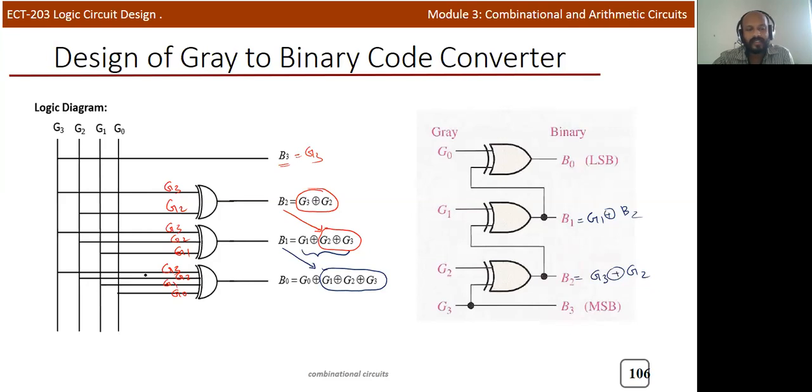Here you can see the number of lines connected is more. And also this is a 2 input XOR, this is 3 input and 4 input XOR. If you expand the circuit, definitely the number of lines will be more, and more input lines are required for the XOR gate. That's again difficult. So if you compare with that, the second diagram is more convenient. Similarly, B0 can be calculated as G0 XOR B1, where B1 is equal to G1 XOR B2, and B2 is equal to G3 XOR G2. So in this way also you can design Gray to binary code.